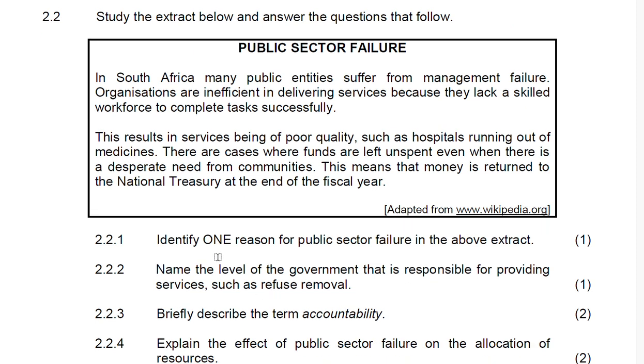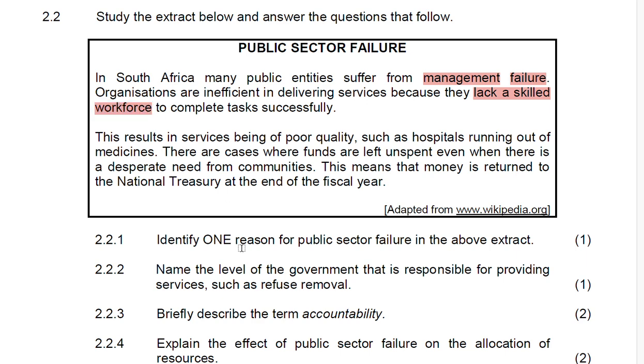2.2.1, identify one reason for public sector failure in the above extract. So whatever you are identifying, it has to come from the extract below. So we have two. The first one is management failure. Like you can see, they even stated failure after it, which makes it easy for you to identify. The second one is the issue of lack of skilled workforce.